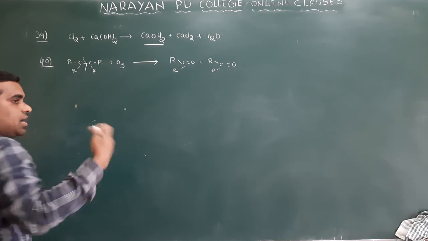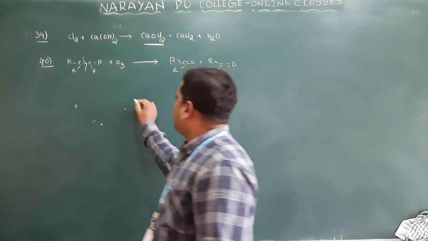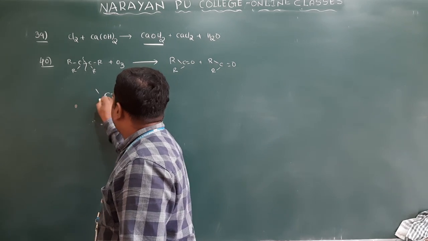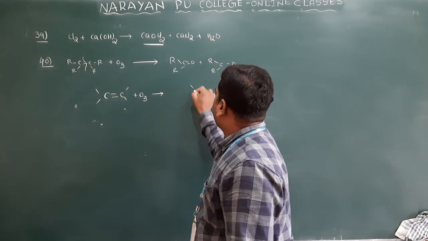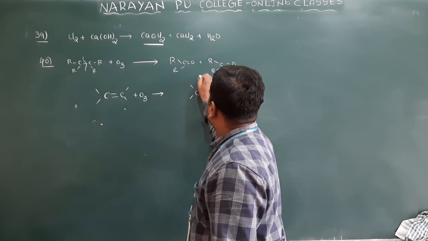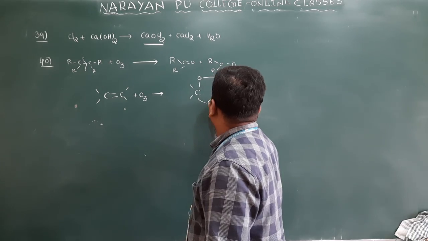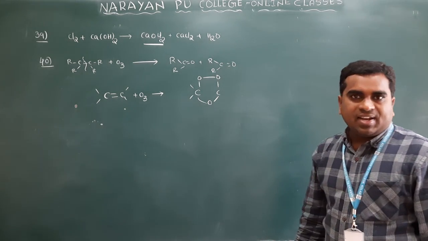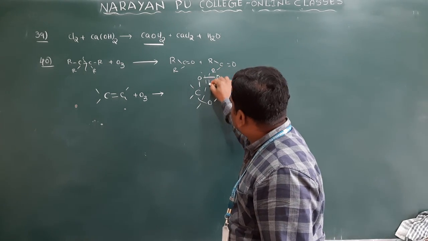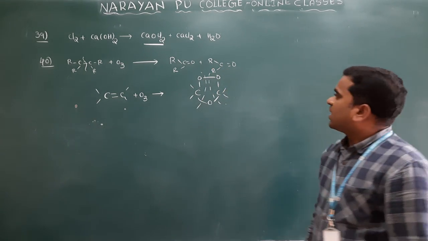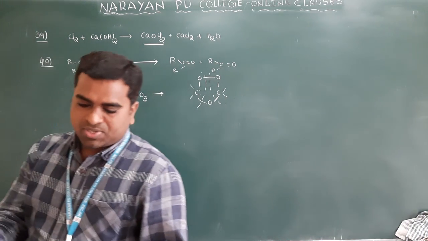First of all, ozonide formation takes place. That is the addition of ozone across the double bond, and after that cleavage. Then you will get a carbonyl compound. So the second option is correct.